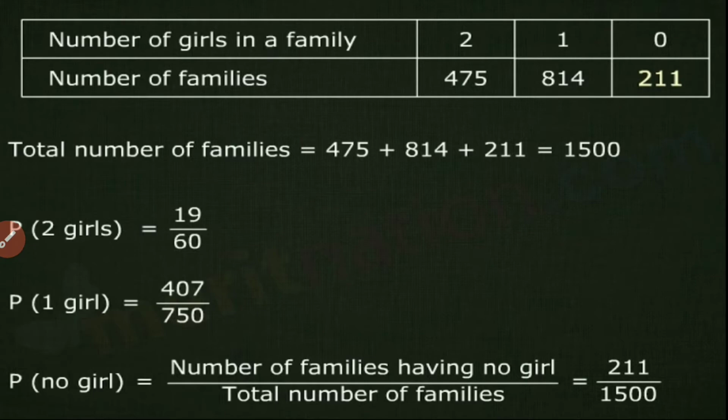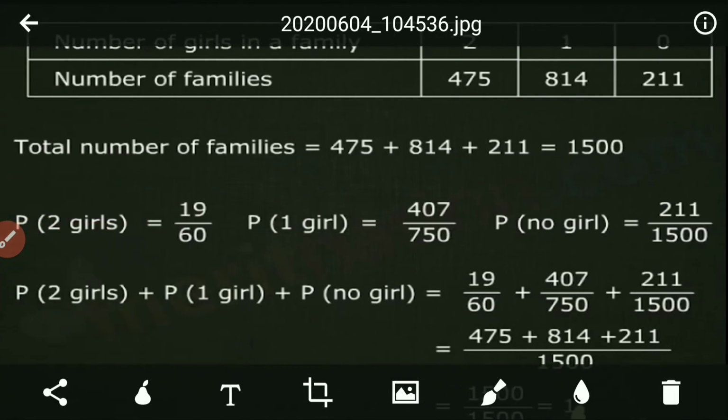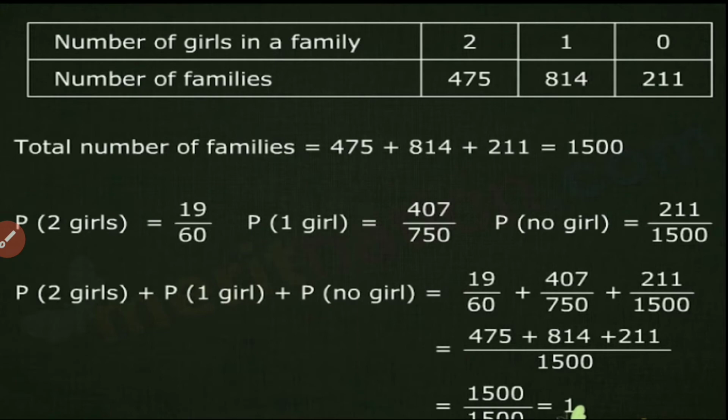See, the total probability is here 1. That is scenario number 4, when the family has two girls, one girl and no girl. When we sum up and take the LCM, taking the denominator 1500 for all, we do the multiplication and we receive 1500 upon 1500. That will be your total answer, which is 1.